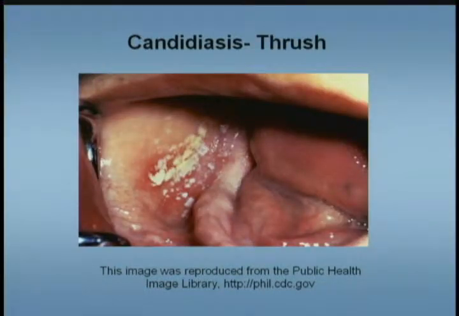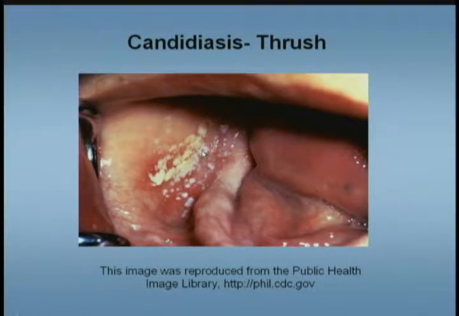Candida inside the mouth: warm, moist, and wet. You see this white plaque? How do you know that that white plaque there is not pharyngitis? Because it's happening on the buccal surface. It's not happening in the pharynx. It's not happening far enough back.